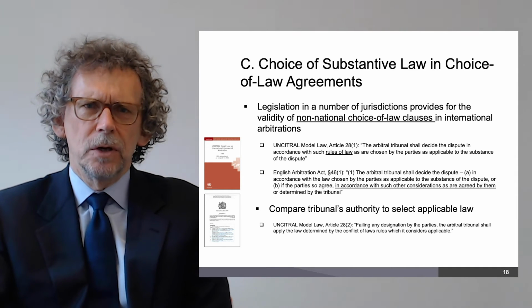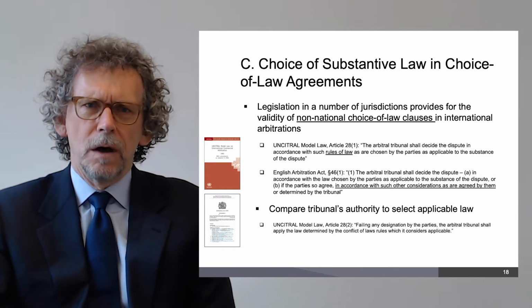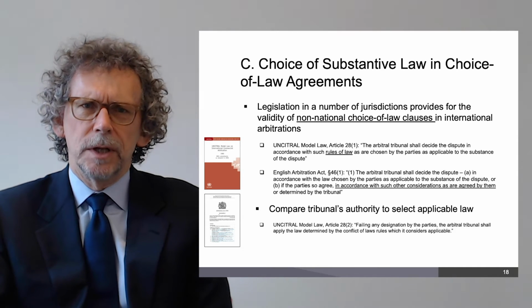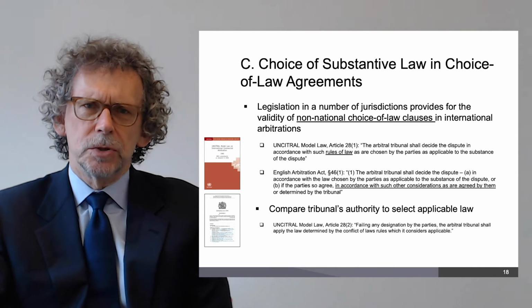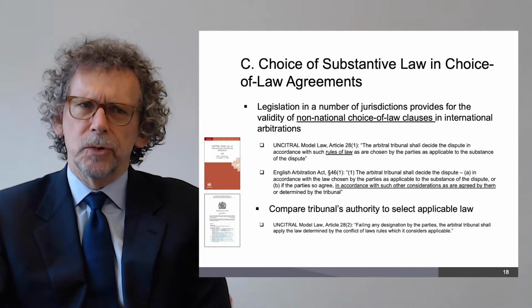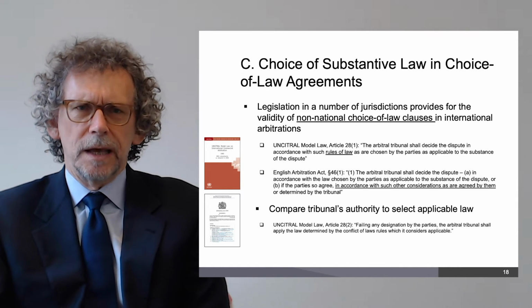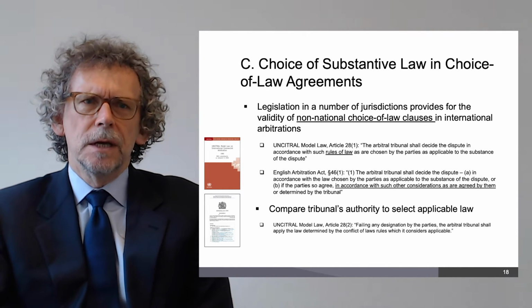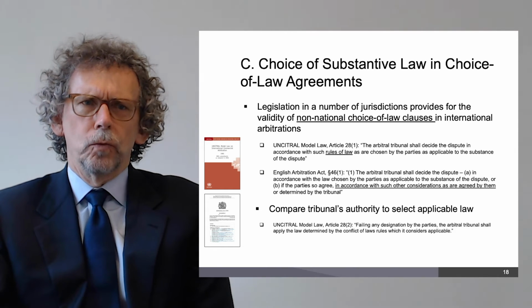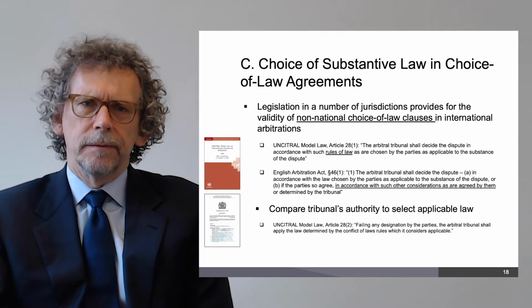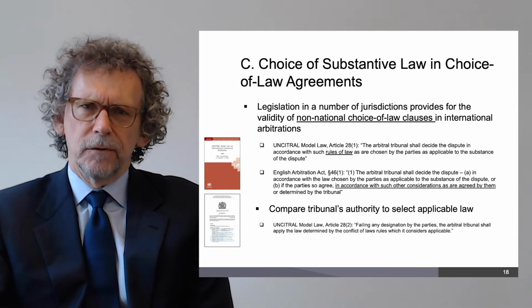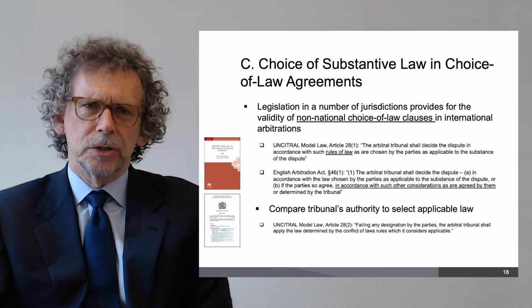For example, the UNIDROIT Principles. Parties are not required to choose the law of a particular country, the law of New York or of Switzerland, but instead have the freedom to choose a non-national legal system. You can see that in Article 28.1, which allows parties to decide that the rules of law in a particular case governing their dispute will be a non-national legal system.